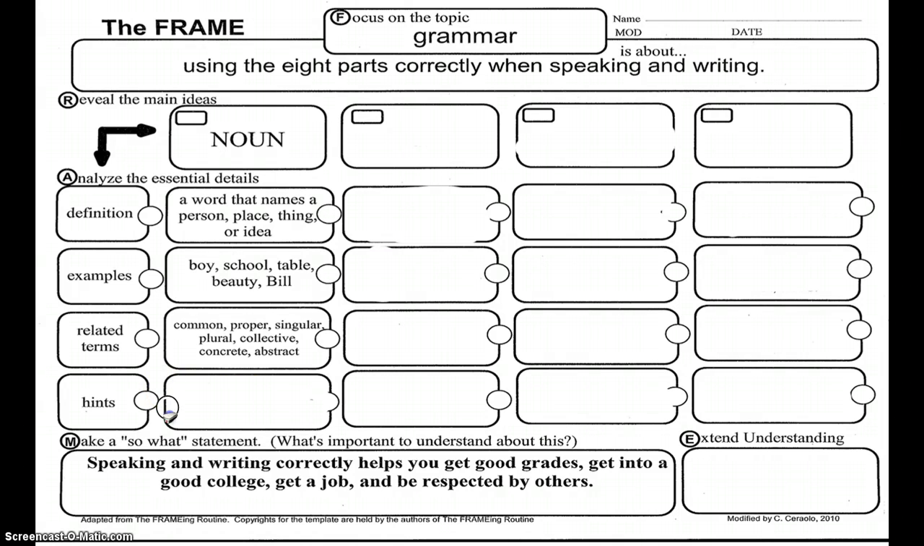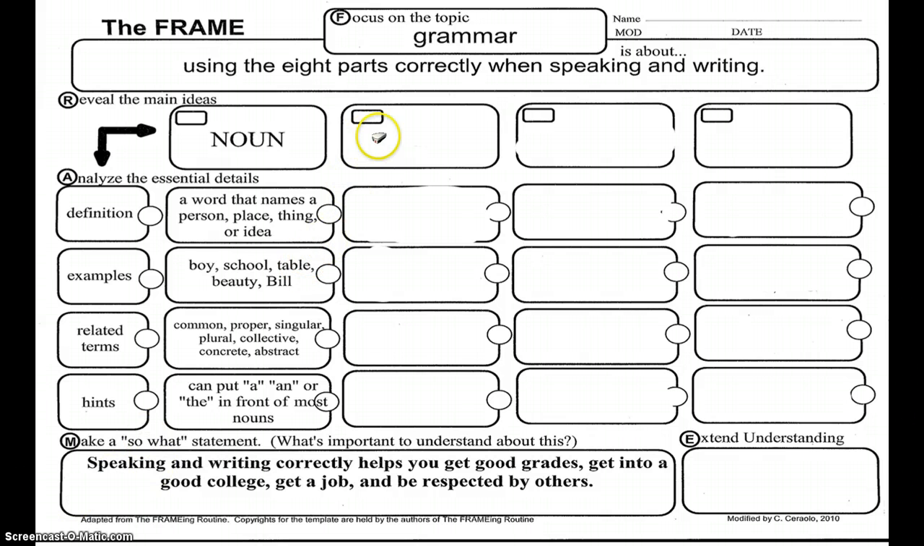So we came up with a hint: if we were looking at a sentence and we wanted to identify the nouns, you can put a, an, or the in front of most nouns. So we tried it out with the nouns that we have: a boy, a school, a table, the beauty. The beauty of the painting was not something that everyone could see. So it is a noun, and that did not work for proper nouns.